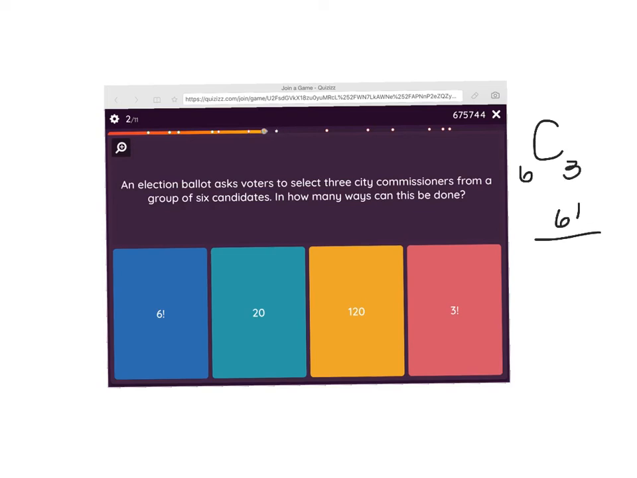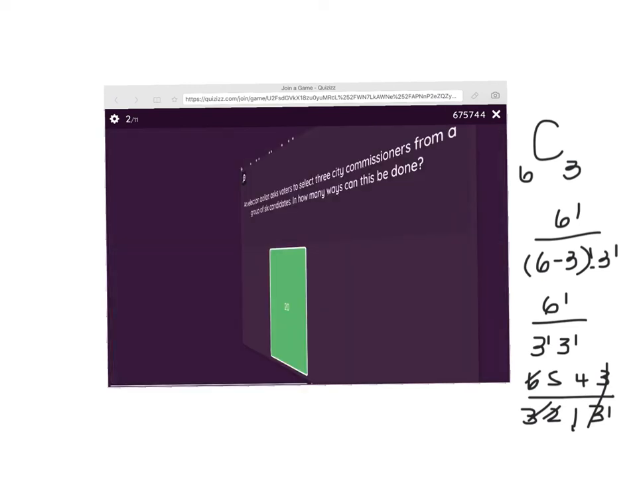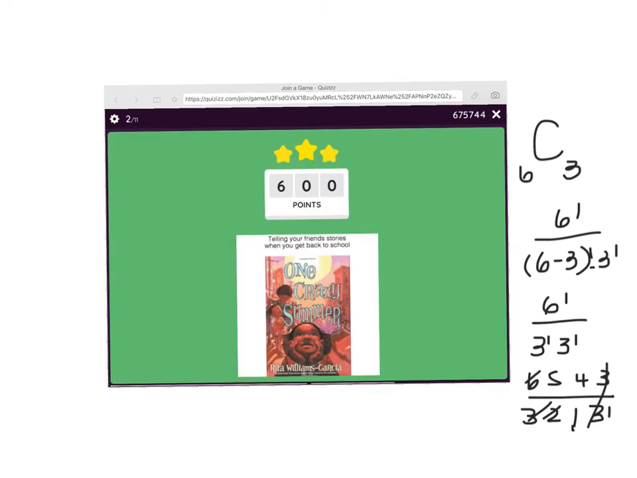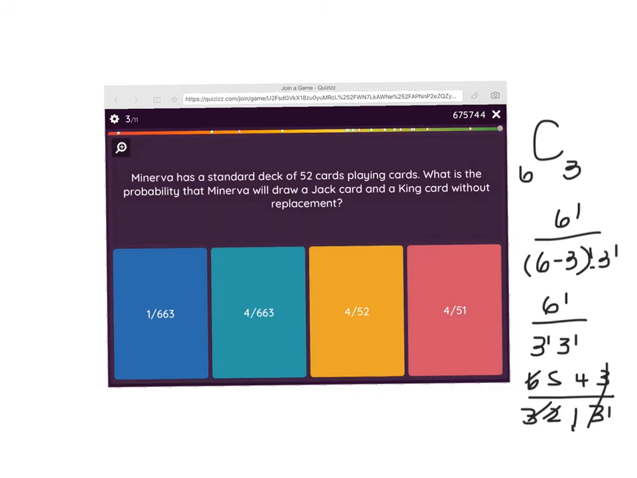Combination is 6 factorial over 6 minus 3 factorial times 3 factorial. 6 factorial over 3 factorial times 3 factorial. And then the 6 gets broken down: 6, 5, 4, 3 factorial over 3 factorial, 3, 2, 1. These are going to cancel. 2 and 3 would go into 6, and that's 5 times 4, which is 20. Right, it's not like it was a first seat, second seat, third seat. How can they be filled?